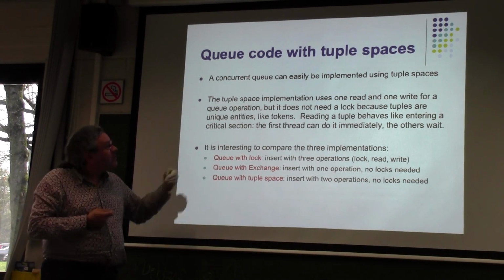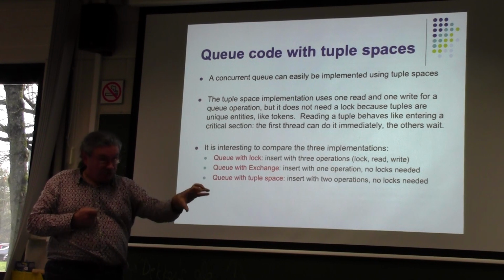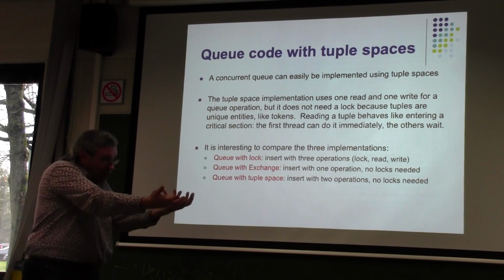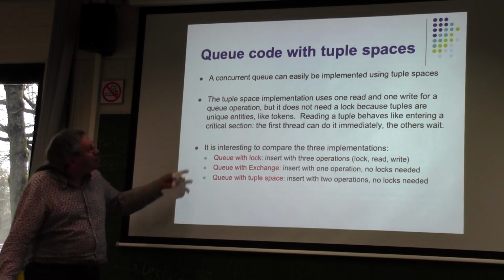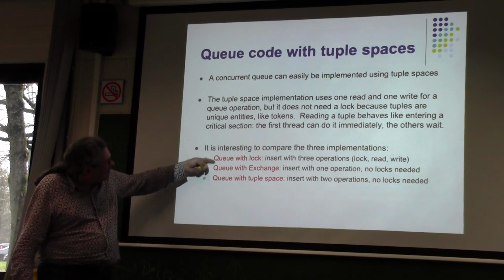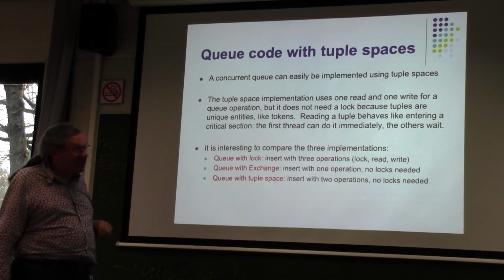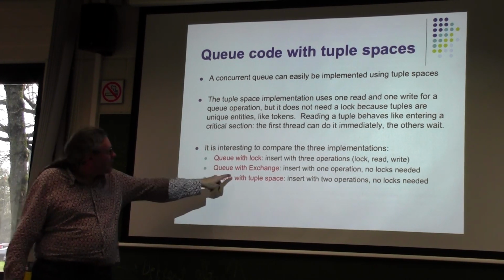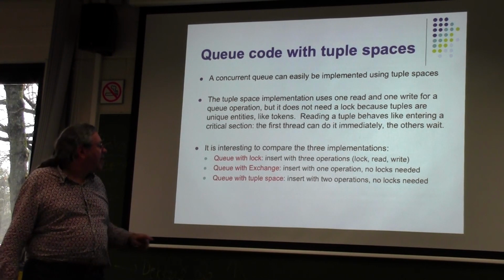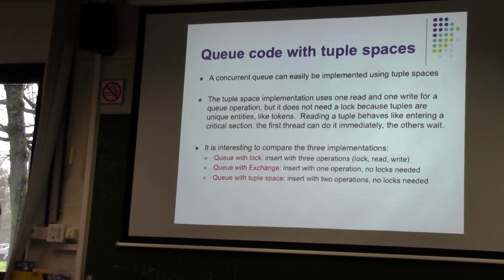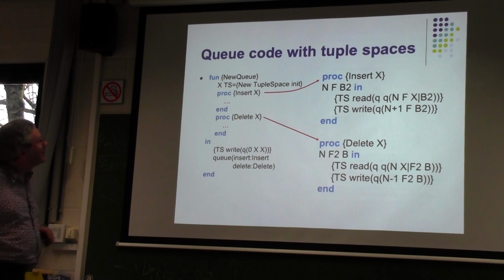So when you read a tuple, it's like entering a critical section. If there's one tuple, only one thread can remove it. The second thread will not see the tuple. So you don't need a lock. It's tuple space. So this gives us three kinds of nice implementations. You can compare the queue with the lock, the queue with exchange, which doesn't need a lock, and the queue with tuple space. So let me show you now the code of the queue with tuple space.